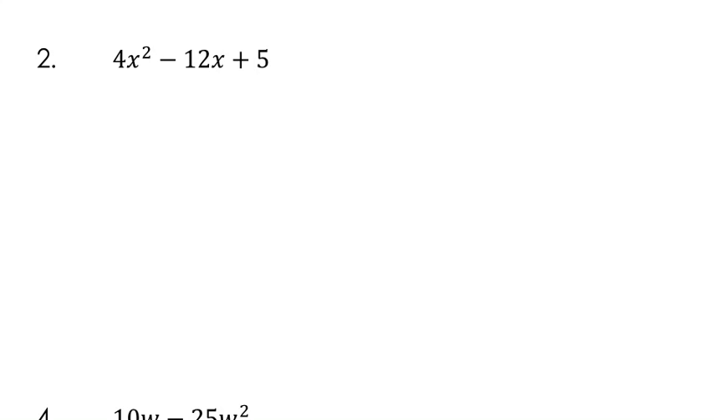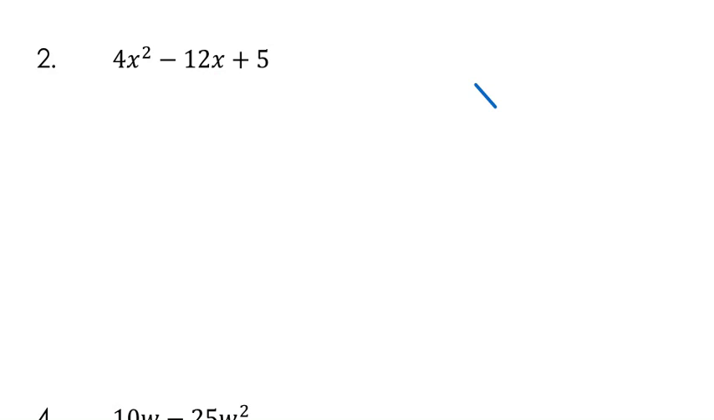For question number 2, we're going to start by doing the same exact process. First, let's see if we have a GCF. My numbers out front, my coefficients. I've got 4, negative 12, and a 5. So, unfortunately, we don't have anything we can pull out here. In terms of my variable, I have an x squared, an x, and then nothing. So there's really nothing I can pull out. So again, we've got no GCF.